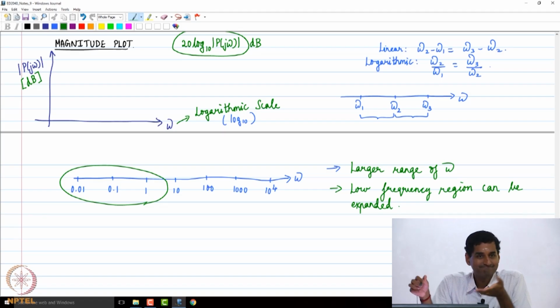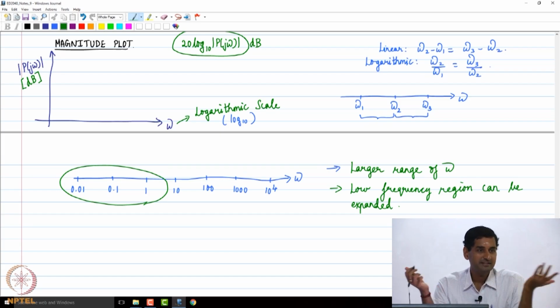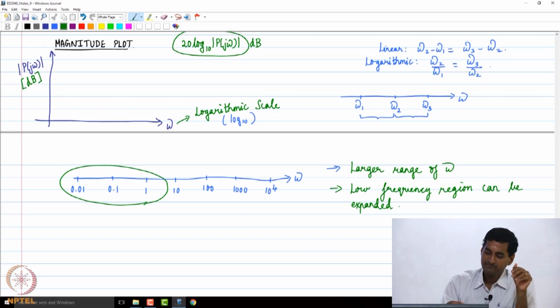Same reason, right, similar reasons would apply. So I can cover a larger range of magnitudes in a finite scale, correct. See, the plant transfer function can have a wide range of magnitudes, so I can cover a larger range. I can focus on lower magnitude values also, right, that region is also going to be expanded. So can you also sense any other advantage of using a logarithmic scale?